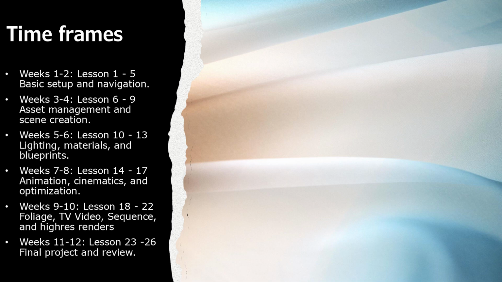Thereafter, in weeks 5 and 6, we're going more in detail with making it more realistic during lessons 10 to 13, as we deal with lighting, materials, and blueprints. In weeks 7 to 8, we will have a look at lessons 14 to 17, in which we deal with animations, our cinematics, and optimization. Thereafter, we're followed by the foliage segment, and we have a look at TV videos, sequences, and high-resolution renders. Thereafter, in the final product, we will have a look at your final project and review what we have learned. Of course, you can go at your own pace, but this schedule will help you keep on track.